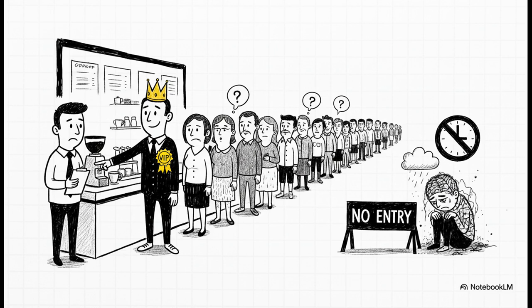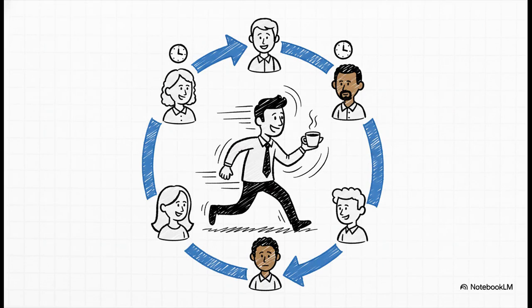But this system has a potential dark side. A low-priority job could end up waiting forever if a steady stream of high-priority jobs keeps showing up. We call this starvation. Okay, so what if we prioritize fairness above all else? That brings us to our next strategy, round robin.